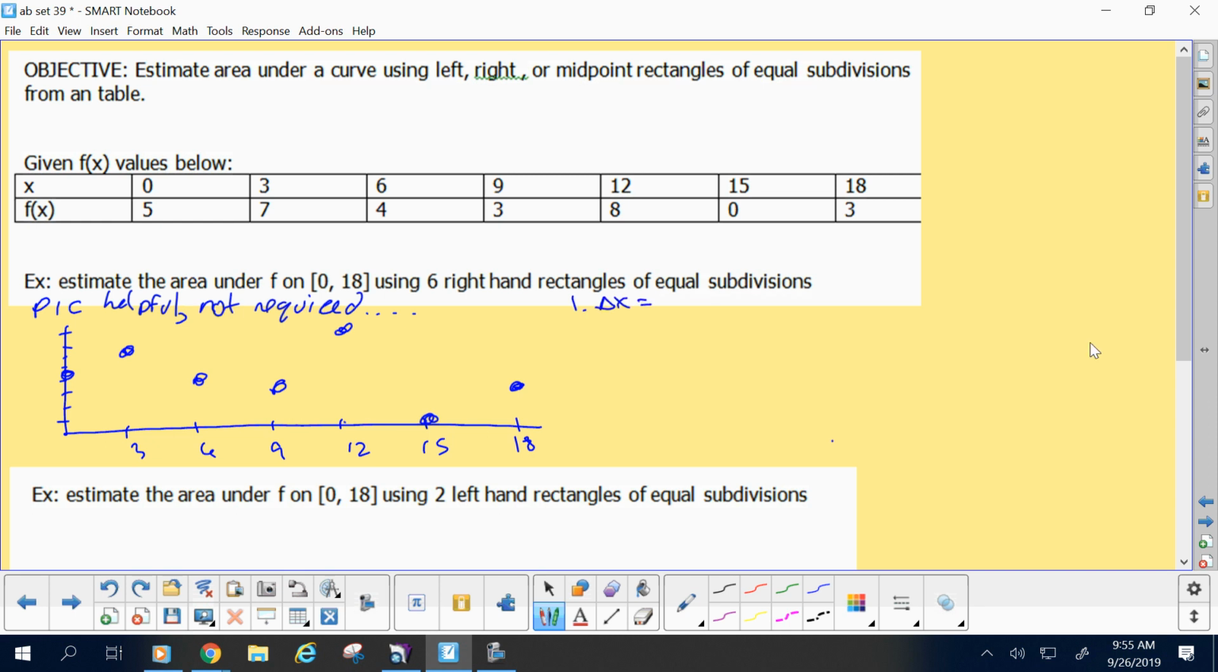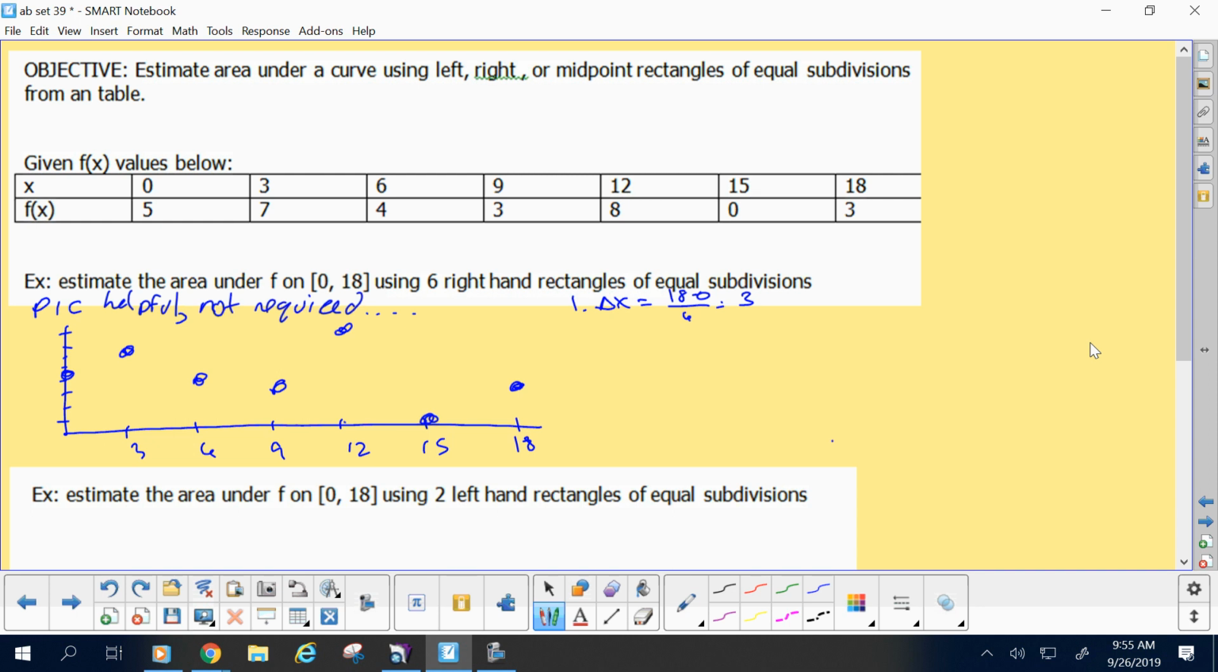Delta x is 3. How'd you get it? 18 minus 0 divided by 6, so it is 3. We're starting at 0 right now, but not every region starts at 0. Sometimes it'll go from 2 to 5 or 2 to 18 and so on. So you always need to use the start, the end, and the number of subdivisions to find the delta x. Are we cool with delta x?